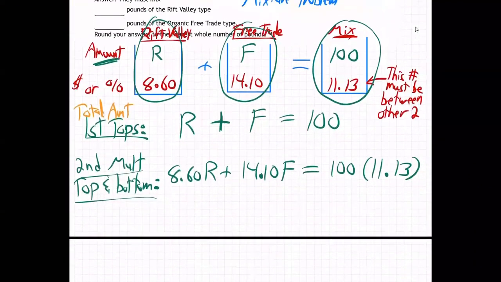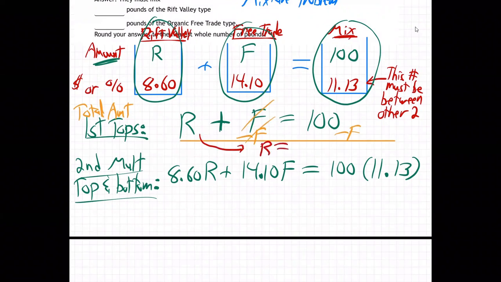All right, so we have our two equations with two letters, right? Two equations, two letters. So you know what to do. Take the first equation and get R alone. I'm going to subtract F from both sides, like that. This cancels. And I get R equals 100 minus F right here. You tracking with me?